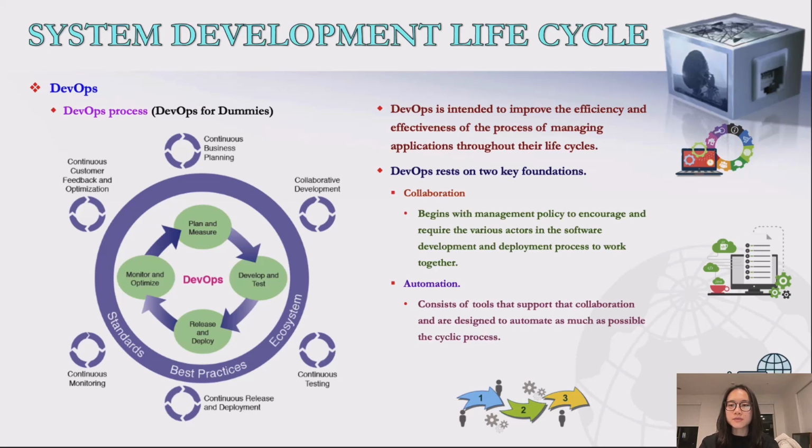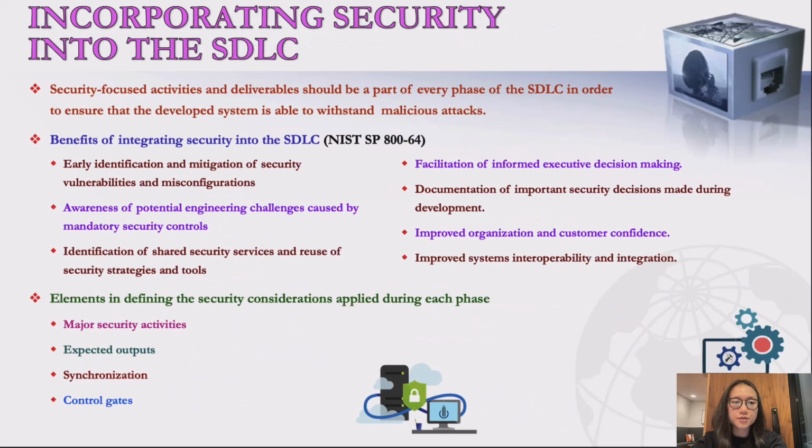Fundamentally, DevOps rests on 2 key foundations: collaboration and automation. Collaboration begins with the management policy to encourage and require the various actors in the software development and deployment process to work together. The automation consists of tools that support the collaboration and are designed to automate as much as possible the cyclic process. Next, we're going to introduce incorporating security into the system development lifecycle.